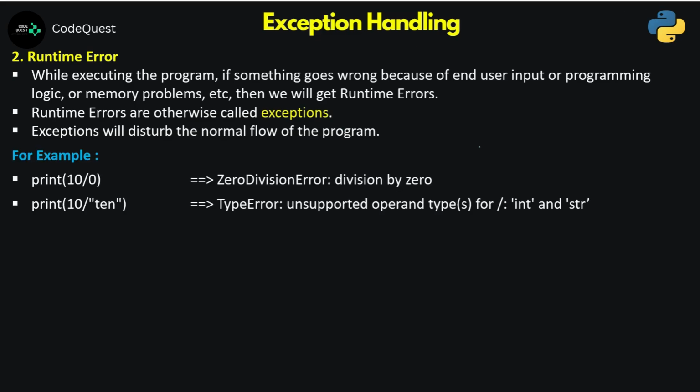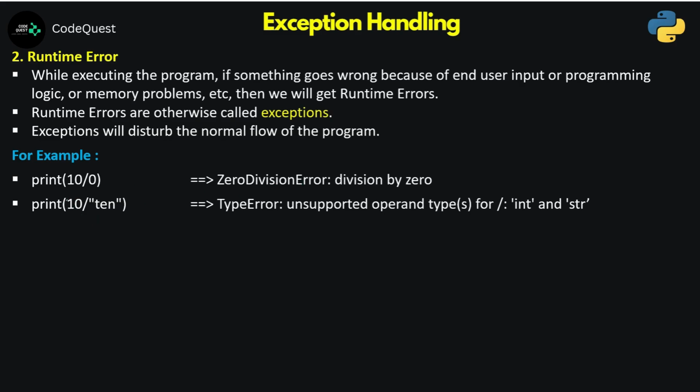For example, if I look into this statement, print 10 by 0. Here we are trying to divide a number, say 10, by 0. This is not allowed, and it is going to raise a runtime error which is called a zero division error, because we are trying to divide a number by 0. So this is an exception.